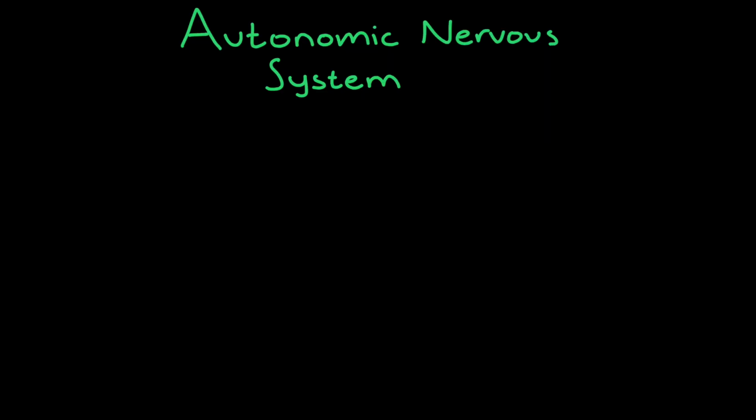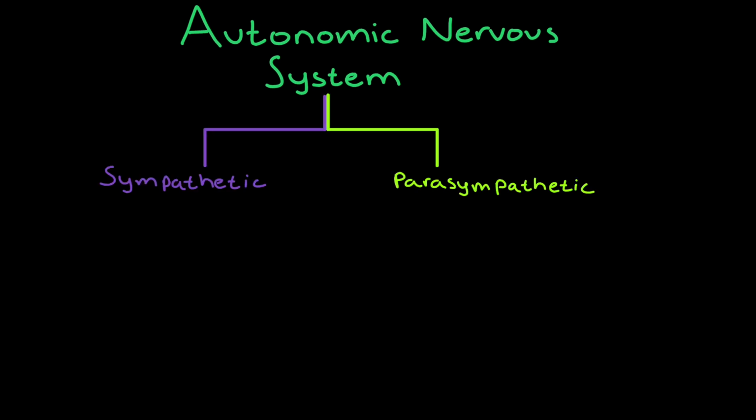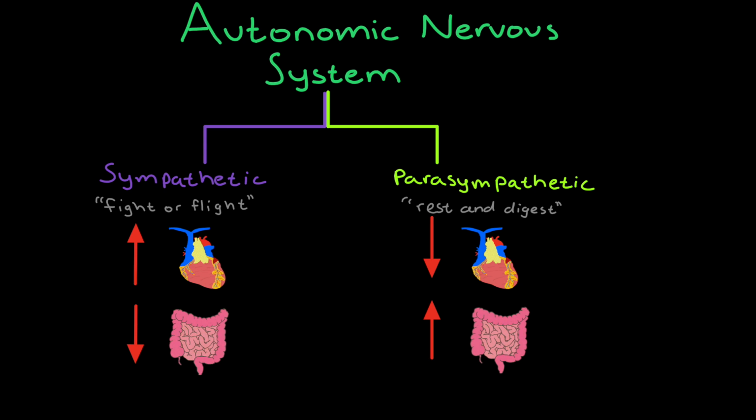Now let's look at how the autonomic nervous system, or ANS, can control the rhythm and contraction strength of the heart. The ANS is broken down into the sympathetic and parasympathetic nervous system. The sympathetic nervous system is our fight or flight response, in which our heart rate increases and digestion is restricted. In contrast, the parasympathetic nervous system is our rest and digest response, in which the heart rate decreases and digestion is activated. This is when we're in a relaxed state.